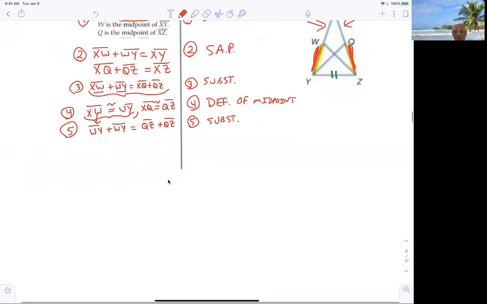Now I can say that 2WY, uh-oh, not plus, I'm sorry, guys, that's equal. 2WY is equal to 2QZ. Does everybody see that? Tell me. Okay, so watch. 1WY plus 1WY is 2WY. You see what I'm saying now? Right. And I always tell my kids that's just simplifying.